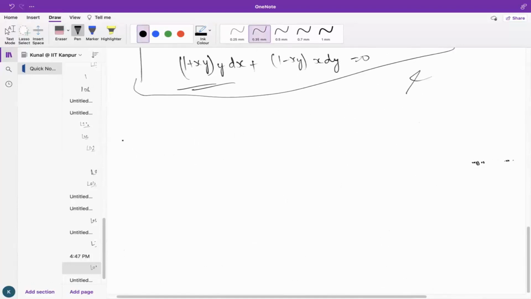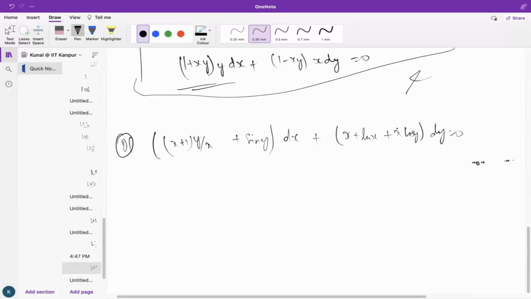So our next question is x plus 1 into y by x plus sine of y into dx plus x plus ln of x plus x of cos y dy is equal to 0. Okay, so let me try to solve it. And it is actually an easy question, so nothing to worry about. So first what we have to do is open this.